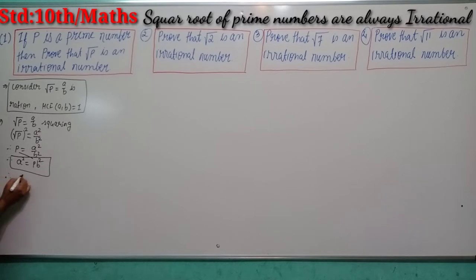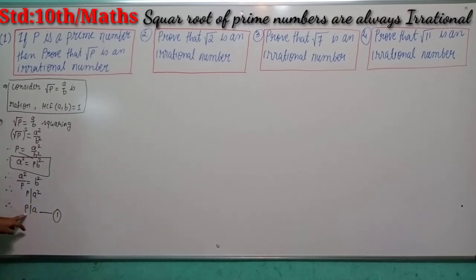It means a square is divisible by p and you are getting b square. In the number system, divides is generally represented as p, a vertical line, a square. It can be stated that p divides a square, and here you read a square divided by p. Both are the same thing, but in the number system we read it as p divides a square. If p divides a square, it means p divides a also, right? So this is result number 1.